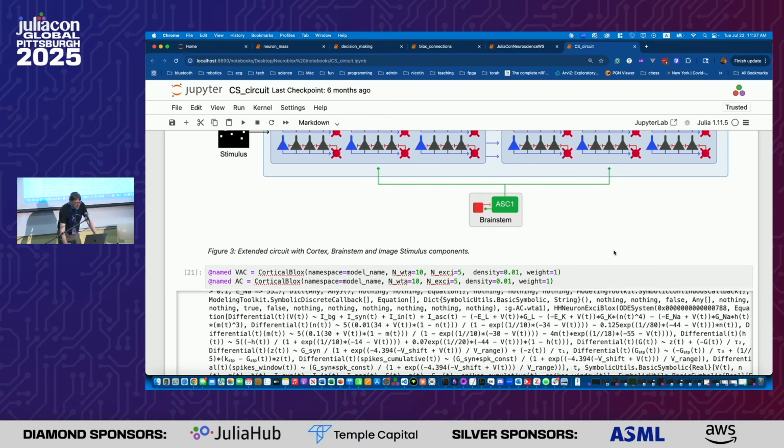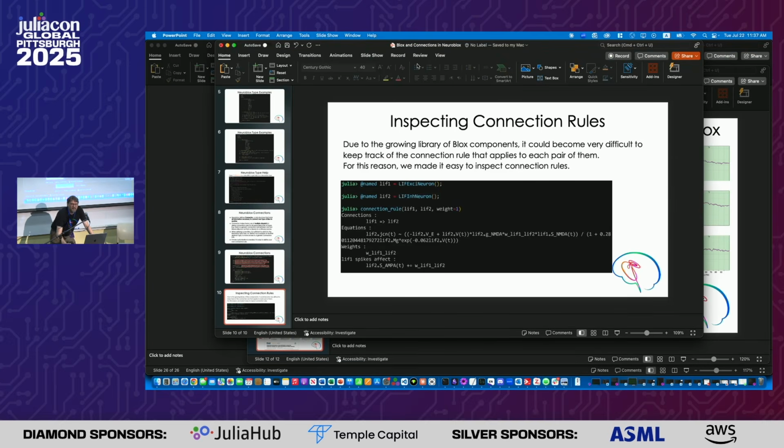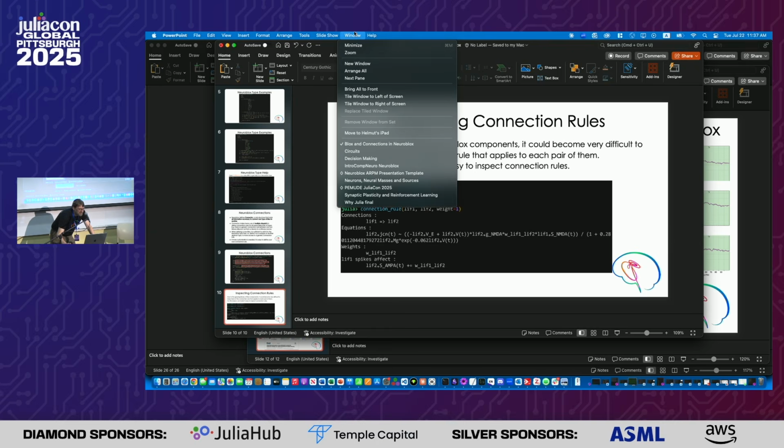Okay. So let's switch back to the presentations. We're actually just on time. Okay, so let's see. So this is synaptic plasticity.